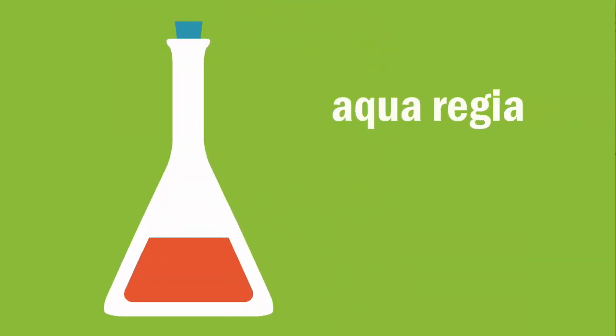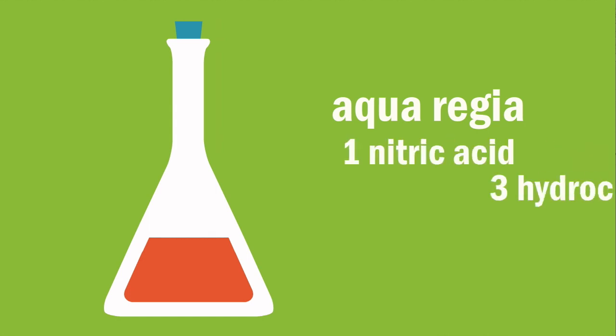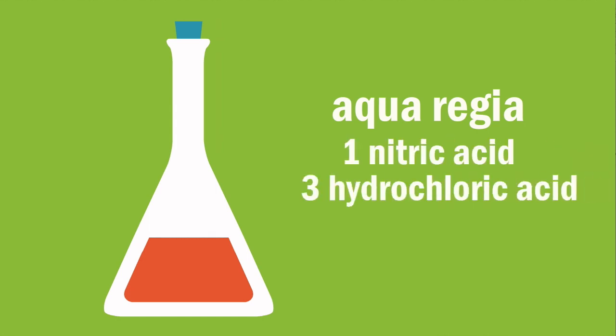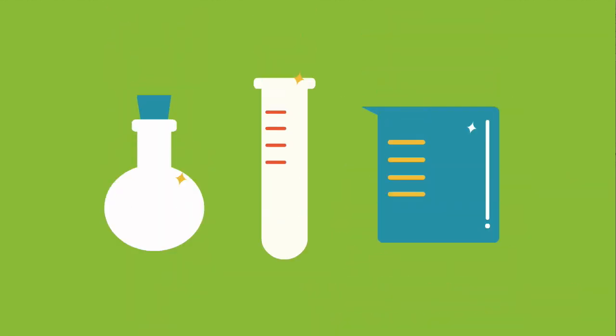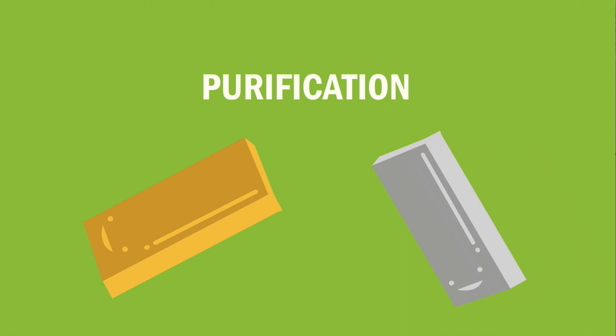Royal water, or aqua regia, is a mixture of one part concentrated nitric acid and three parts concentrated hydrochloric acid. In the laboratory, it is used to clean glassware, but a much more interesting application is its use in the purification of gold and platinum.